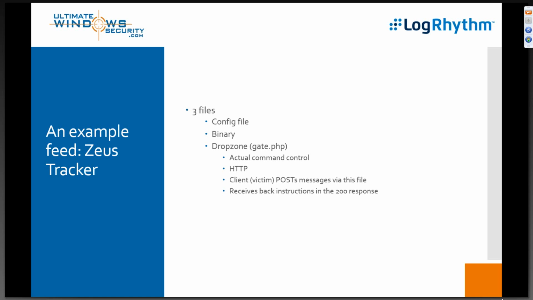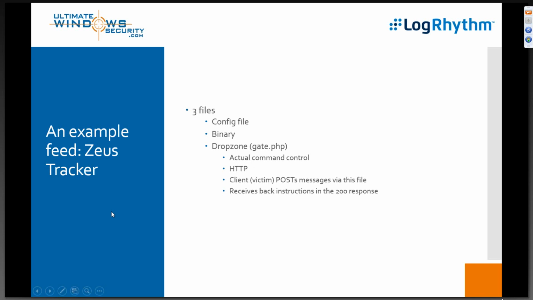It posts its messages to this file and then receives back instructions in the 200 OK response that the botnet sends back. So this, you know, if you don't have specific technology for detecting Zeus, if you're watching these packets go back and forth, it looks like you're just communicating to an innocent web server over HTTP. You're posting messages to it, and then the way it communicates back is it sends the standard 200 OK message, but then there's additional data that's coming back in that.